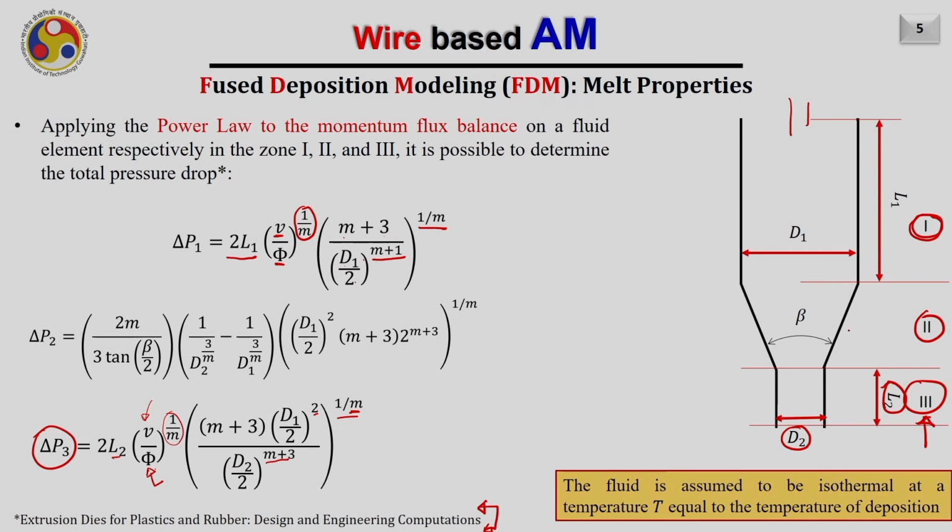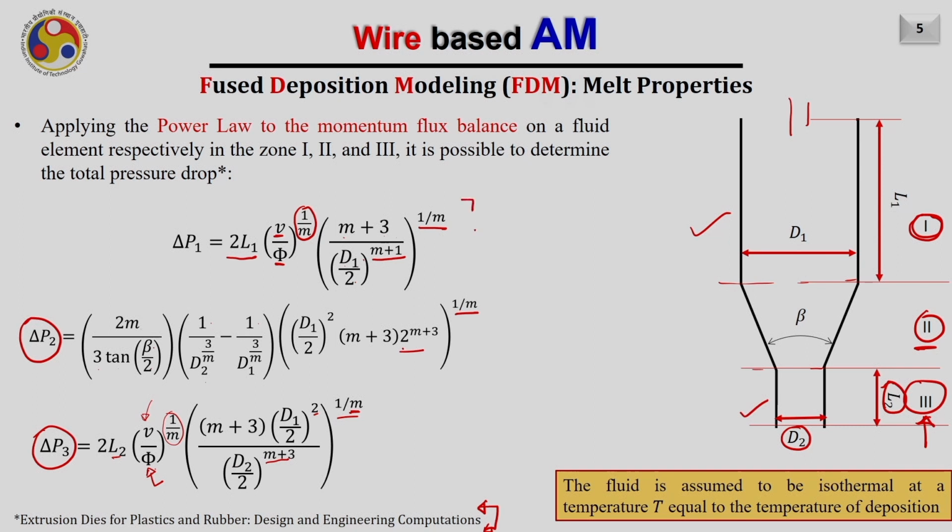Also, the pressure drop in zone 2, which is not straight like zone 1 and zone 3, it is having a conical region, will be given as delta P2 equals 2m divided by 3 tan(beta by 2), bracket 1 upon d2 to the power 3 by m minus 1 upon d1 to the power 3 by m, bracket (d1 by 2) square into (m plus 3) into 2 to the power m plus 3, to the power 1 upon m.